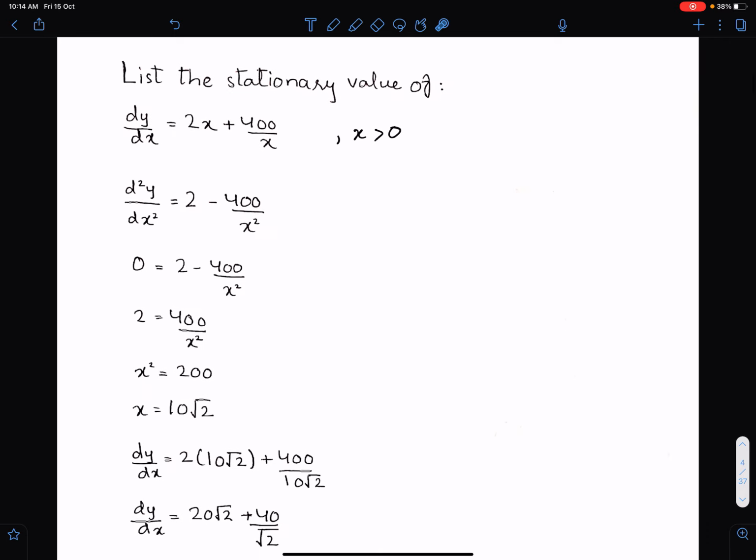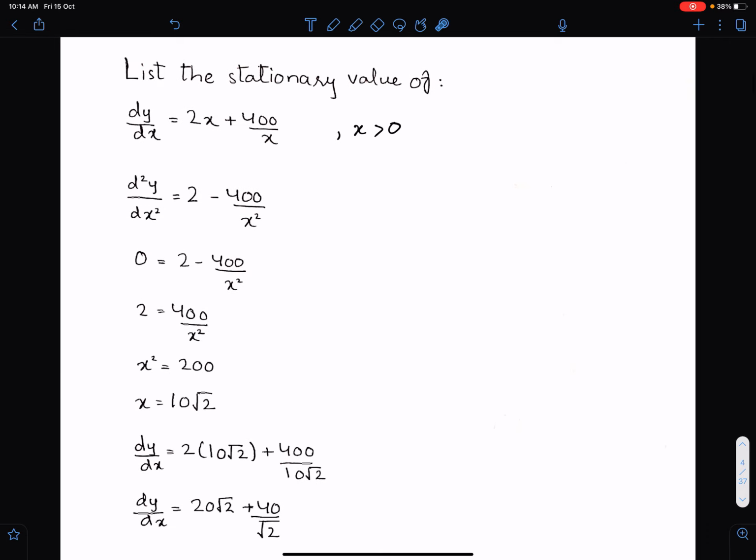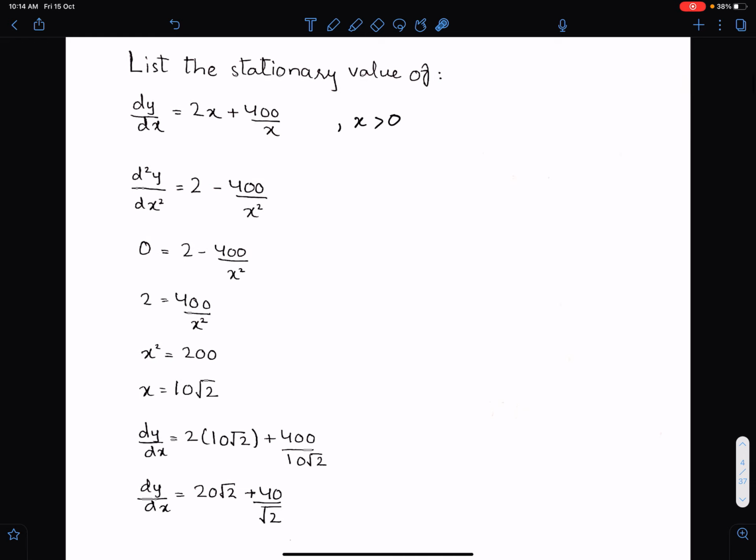This question is very important. Find the stationary value of dy upon dx, where x is positive. To get the stationary value of dy upon dx, we need to differentiate dy upon dx first. And this is the differential of dy upon dx. And then we need to equate this second derivative to 0 to get the x coordinate of the stationary point.